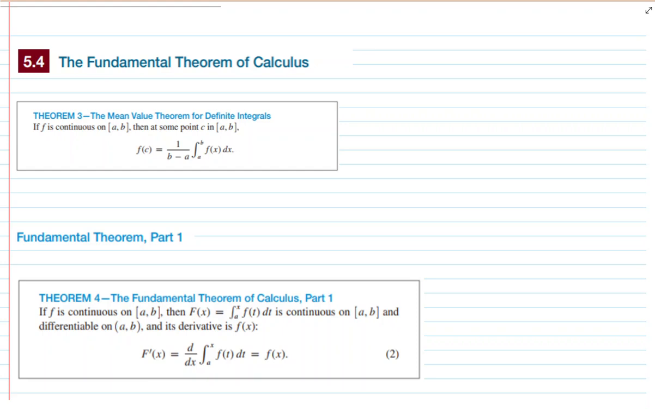In class, we had a lecture on 5.4, but I didn't have my tablet loaded with the account. So we're going to go over this again and discuss how we're going to get to the fundamental theorem of calculus. That's the key here, the fundamental theorem of calculus.